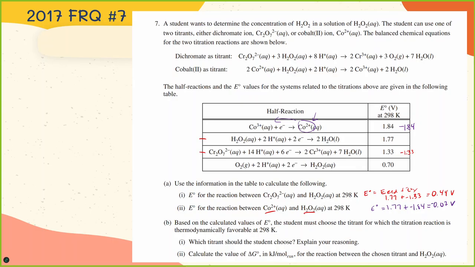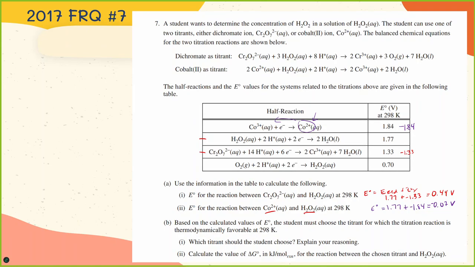So based off of that, which titrant should I use? Well, I should use the dichromate because it's a spontaneous, favorable reaction. Since I'm doing it in a titration and not powering it with a battery, and I expect it to run on its own, it needs to be spontaneous in a reaction. Calculate the value for the reaction chosen between the titrant.